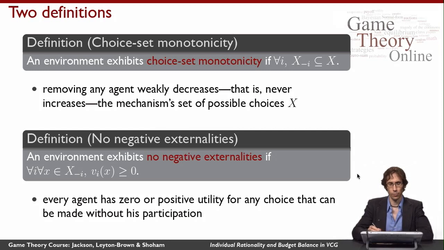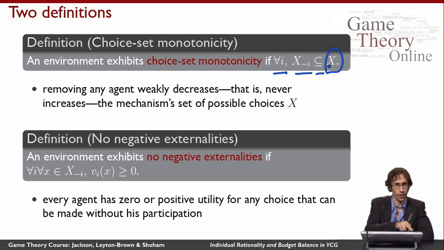So let me start with individual rationality. To get individual rationality, I'm going to need two different assumptions to be true of the environment. The first is called choice set monotonicity. And this assumption says that for all agents, the set of outcomes that are achievable without that agent present is a weak subset of the set of outcomes that are possible when that agent is present.